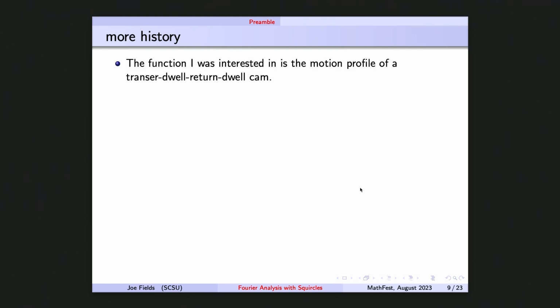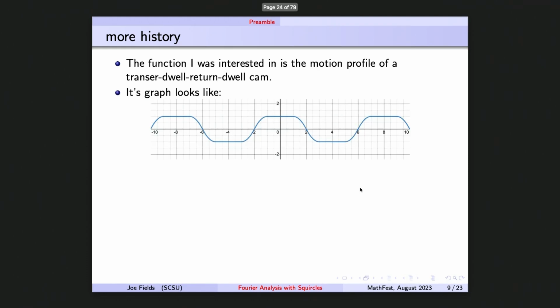I'm going to show you just pictorially why this might make some sense. This is roughly the curve I was interested in. It's called a transfer dwell, return dwell cam. So it's got 4 phases of motion. Transfer is where you go from -1 to +1 here, and that looks like a sinusoid. Dwell is staying in place, and return is coming back along a sinusoid. And then the second dwell is also staying in place. They're clearly periodic, but didn't seem to have good Fourier numbers.